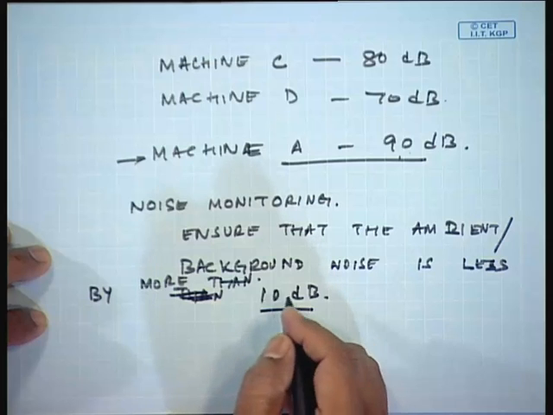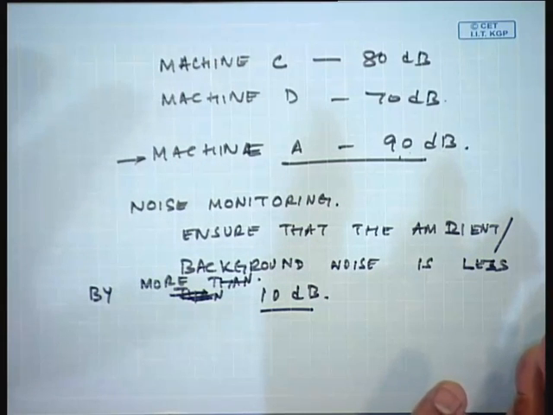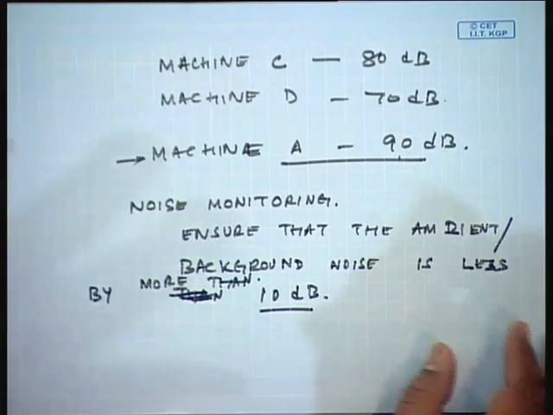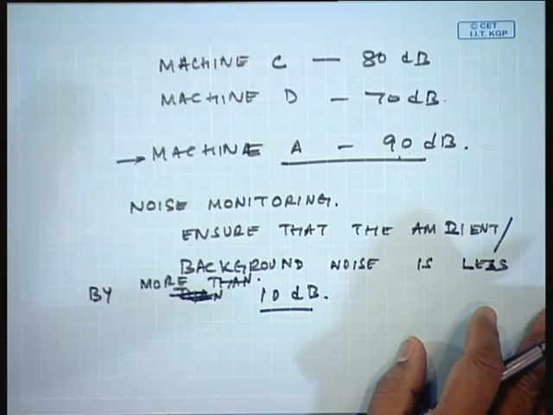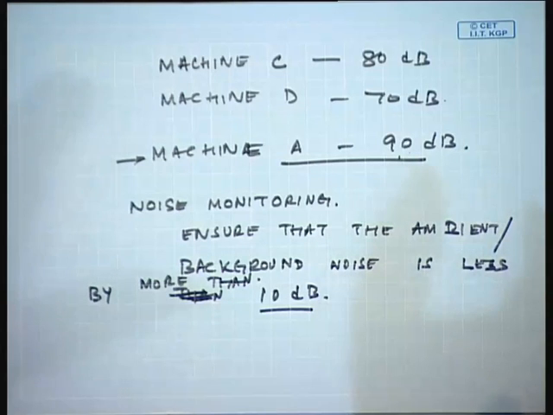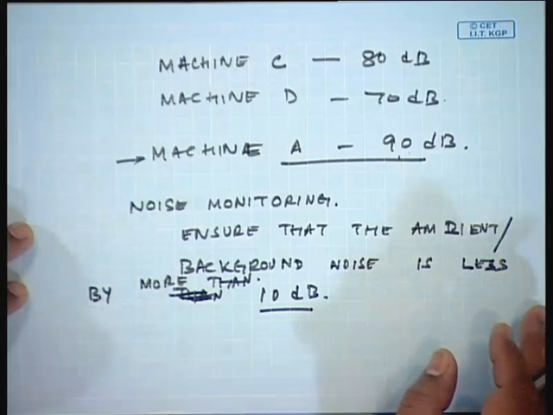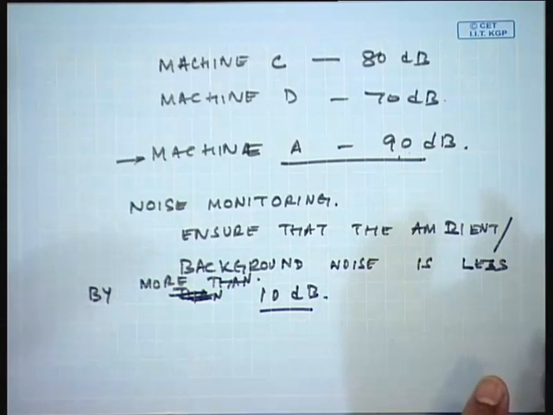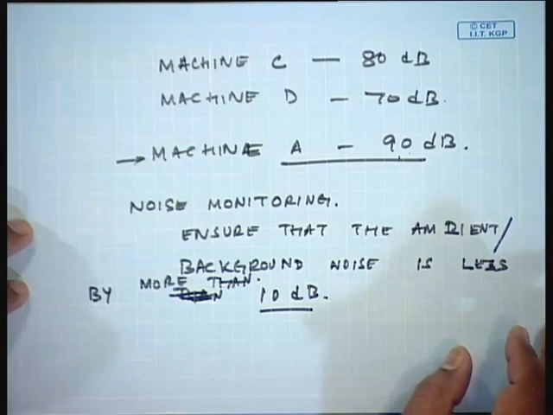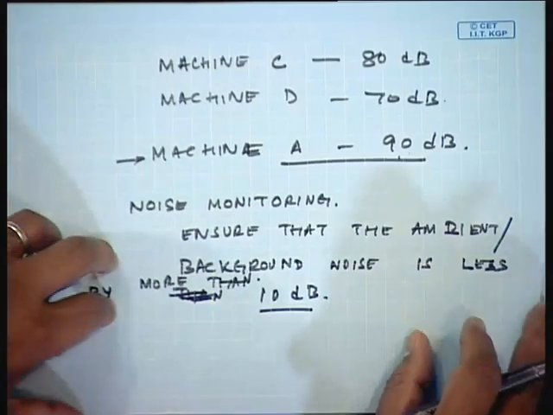So, in a room, if I was to measure the noise radiated by, say, an overhead projector, and the projector makes 40 decibel, if the ambient noise level is 20 or 25 decibels, I am okay. Then I can say that the projector made 40 decibel of noise. But if the ambient noise is 35 decibel and I say the projector is making 40 decibel, it would be erroneous. So, while doing noise monitoring, it is always good to measure the background noise level, and it should be less by more than 10 decibels. Always a check.